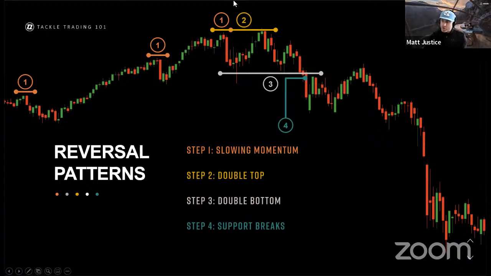So it starts with slowing momentum. It then ends in terms of the confirmation of the support break. And then this is it in terms of reversal, because at this point, you now have a bearish downtrend. You have bears controlling price action.